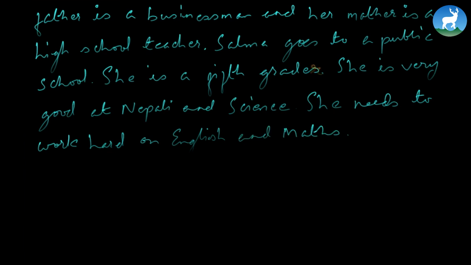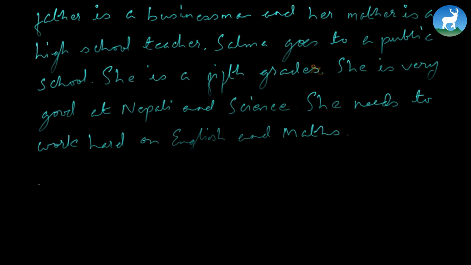It just talks about Salma, a little girl from Kailali, and that she has a huge family, and the expenditure on her family is just tremendous. A lot of money is spent on food in her family, right? And as far as she's concerned, she's a 5th grader, and she's very good at Nepali and science. However, she needs to work on English and math. Now, it's just a simple paragraph.